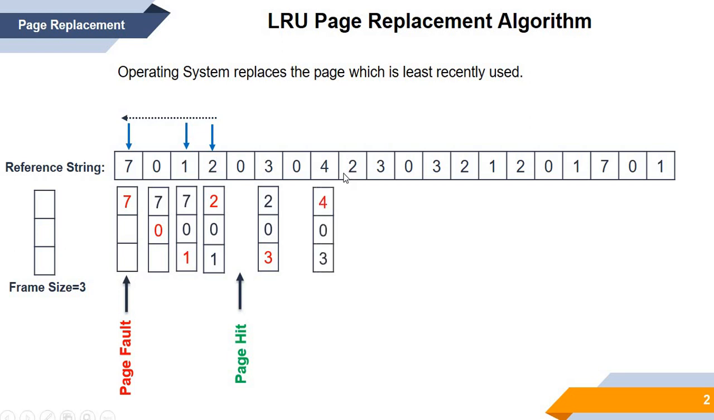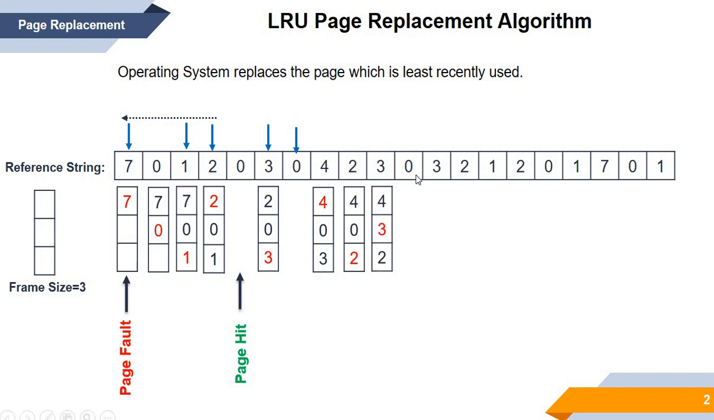Next page is 2. It is not in the page frame. Out of 4, 0, 3, the least recently used page is 3. In place of 3, 2 will be added in the page frame. Next page is 3. It is not in the page frame. Out of 4, 0, 2, the least recently used page is 0. In place of 0, 3 will be added in the page frame.